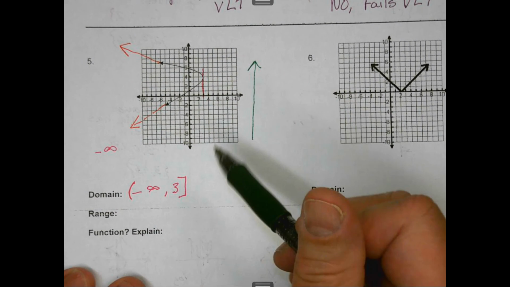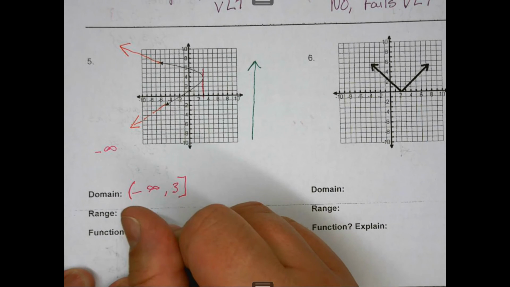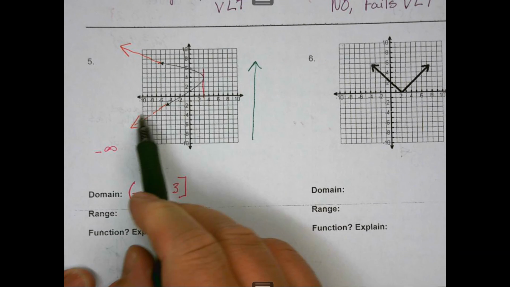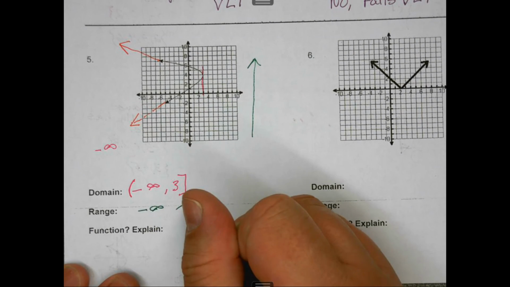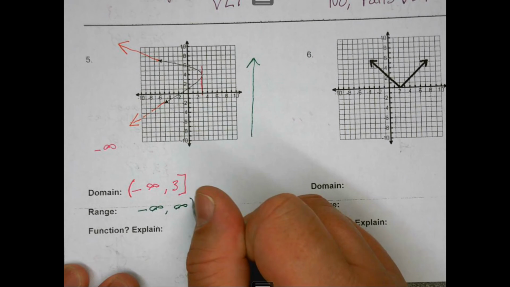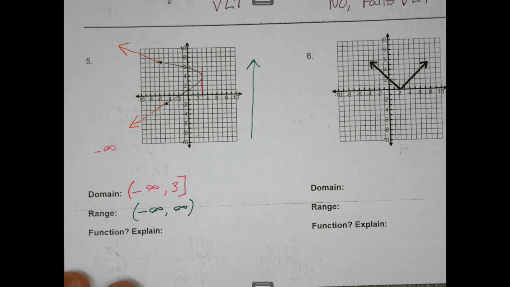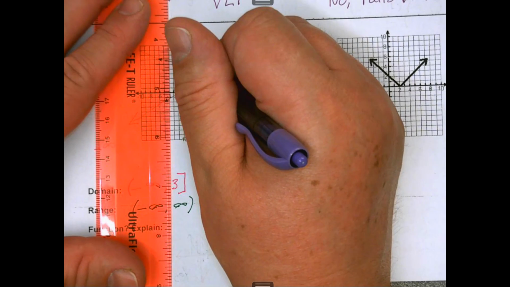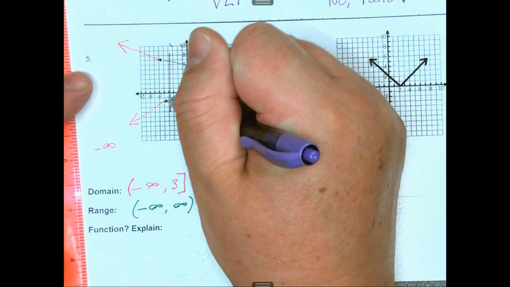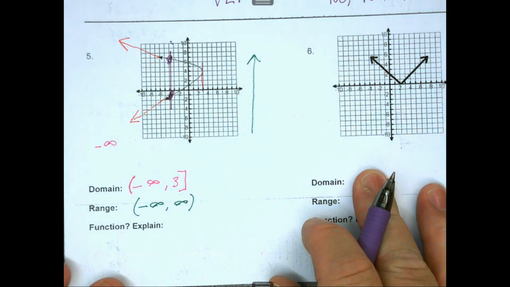Our range, the lowest, again, this is going towards negative infinity. And this is going up towards positive infinity. Parentheses. Is it a function? I can tell you right away it's not, because if I put a vertical line in here, and we did this on the front, it is not a function.